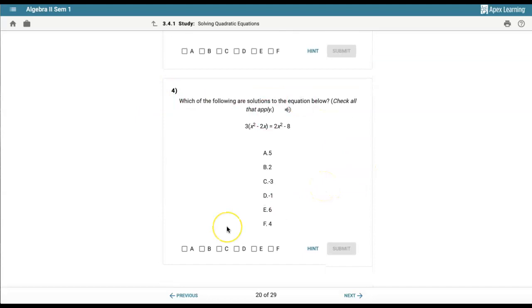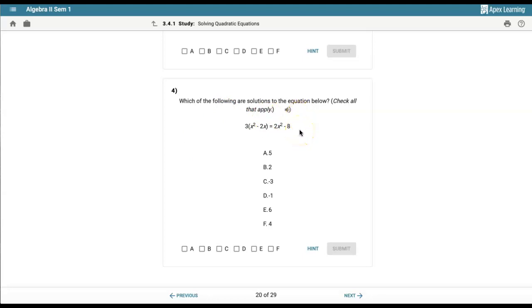And then number 4. Same thing. You've got to get it in standard form first. So carry that 3 through both of those quantities. Get everything on one side. It doesn't matter if it's on the left or on the right, dealer's choice. But regardless, you're going to get everything on one side. Once you do that, then you are going to factor.